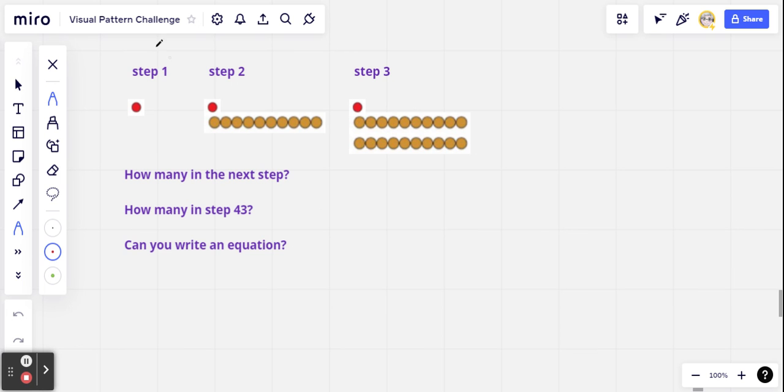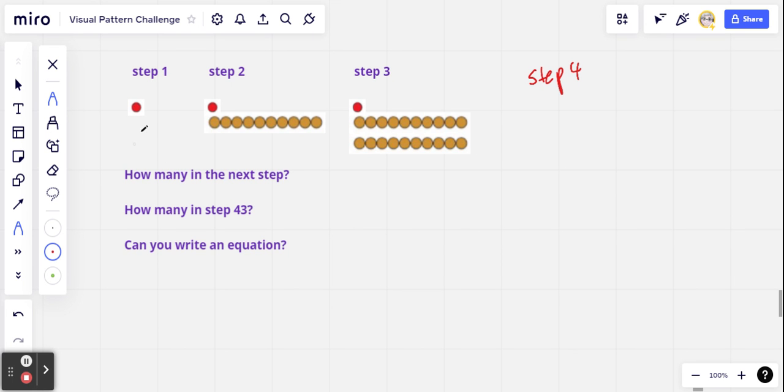Here's our pattern today. Here's step 1, step 2, step 3, and your challenge is to predict the number of dots in step 4. If you can do that, can you predict the number in step 43? And can you write an equation that could be used to predict the number of dots in any step at all? If you'd like to accept that challenge, pause the video and work it out.